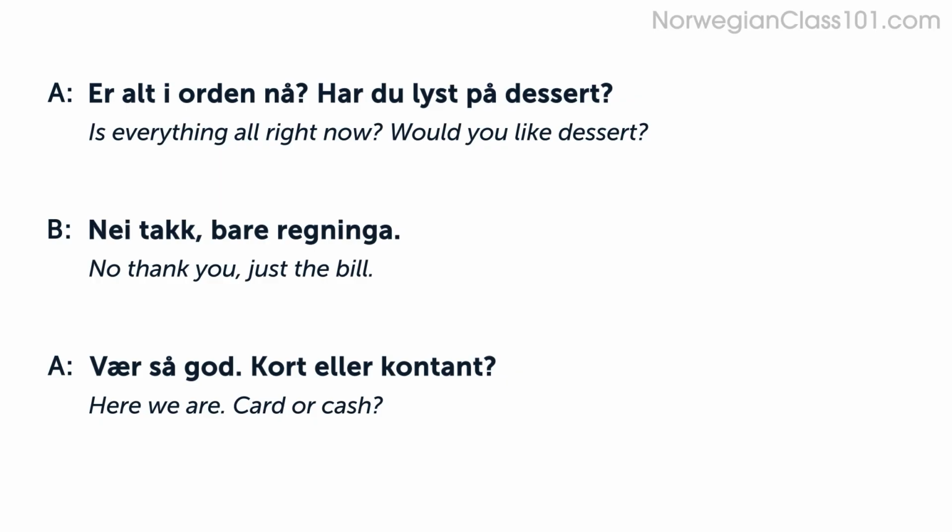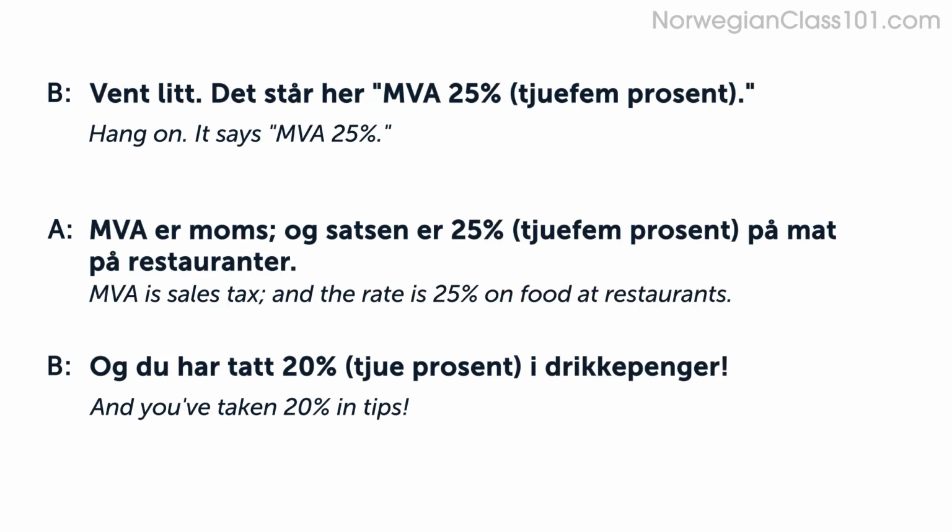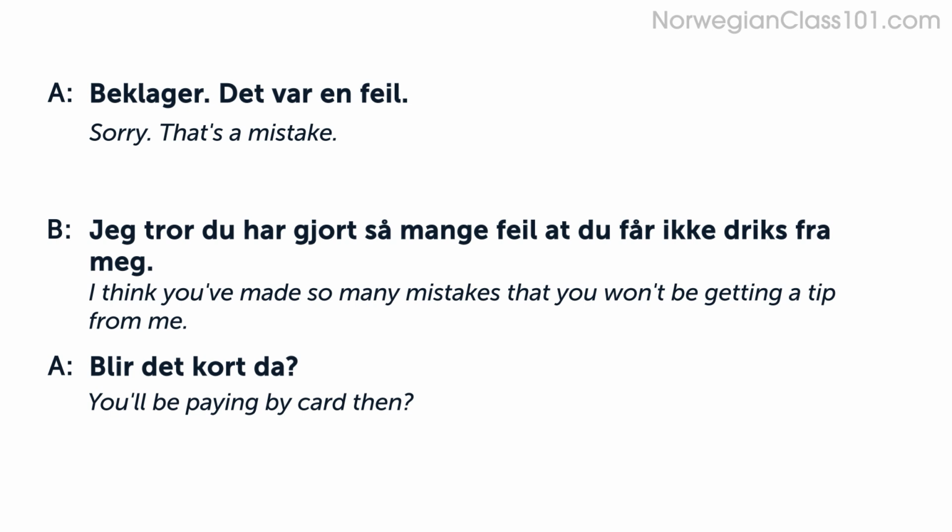Alt i orden nå? Har du lyst på dessert? Nei takk, bare regninga. Vær så god. Kort eller kontant? Vent litt. Det står her MVA 25%. MVA, moms, og satsen 25% på mat på restauranter. Og du har tatt 20% i drikkepenger. Beklager, det var en feil. Jeg tror du har gjort så mange feil at du får ikke driks fra meg. Blir det kort da?